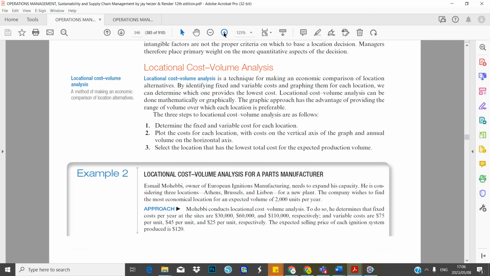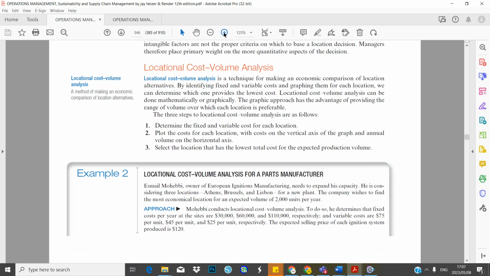When it comes to location cost volume, it is mostly a method that is inspired by the break-even analysis. I think in one of the old videos about capacity planning we touched on the break-even analysis, but we'll do it again here.